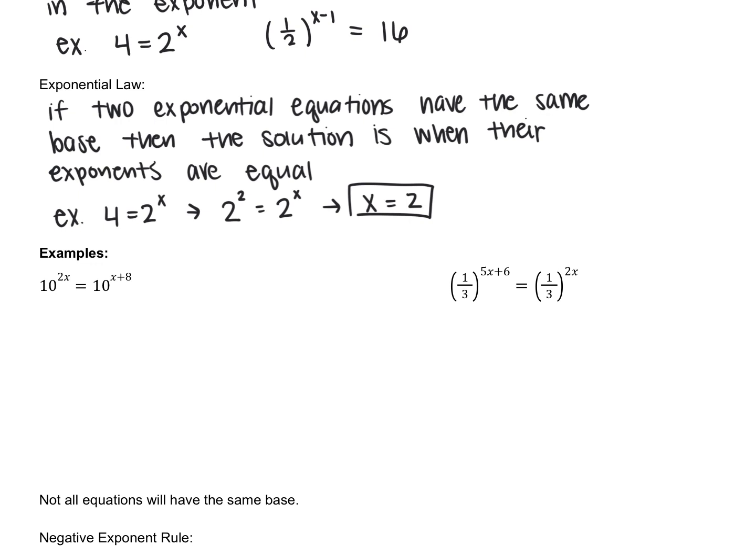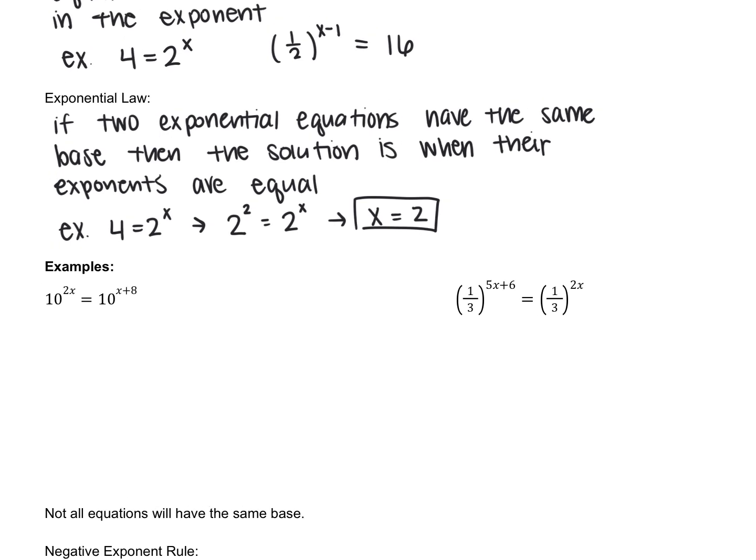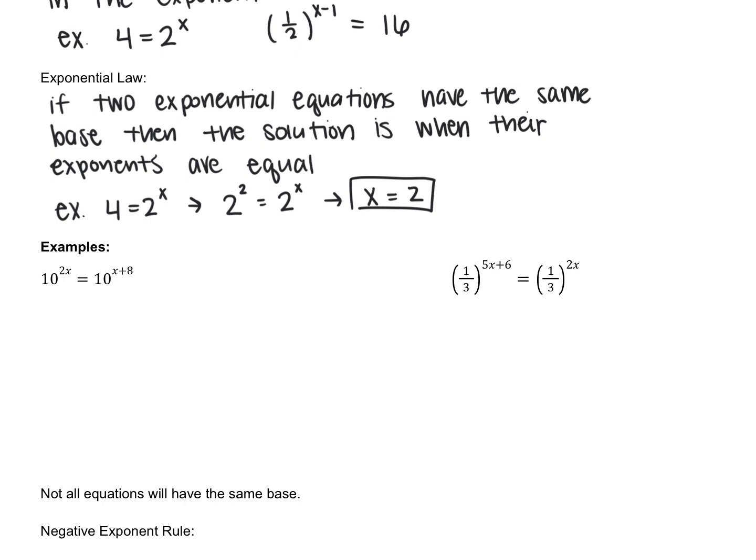For the first example, we have 10 to the 2x equals 10 to the x plus 8. Those equations are only ever equal when they have the same base. I can't have two numbers with different bases. 2 to the x and 3 to the x are never going to equal each other because they have different bases. So 10 to the 2x and 10 to the x plus 8 can only be equal when their exponents are equal. They can only be the same when 2x equals x plus 8. I'm going to subtract x from both sides, and we get x equals 8.